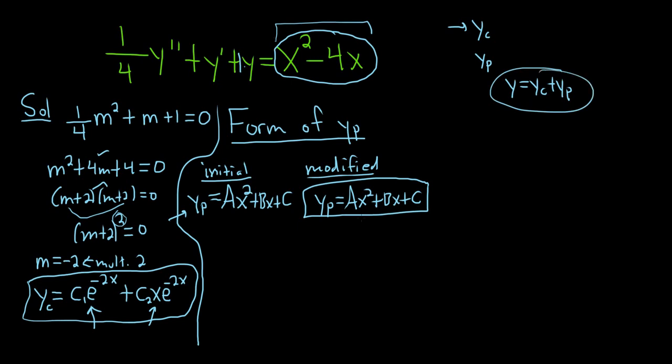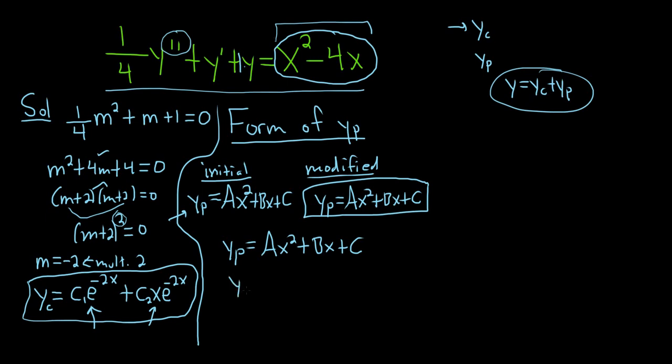To find yp, we have to take the derivative a couple times and plug it into our DE. This is the second derivative, so we'll have to take it twice. I'm going to go ahead and write yp down one more time. So yp is ax squared plus bx plus c. Then yp prime is the derivative, so that'll be 2ax plus b. Then we have to do it again because it's the second derivative in the problem. So yp double prime will be 2a.